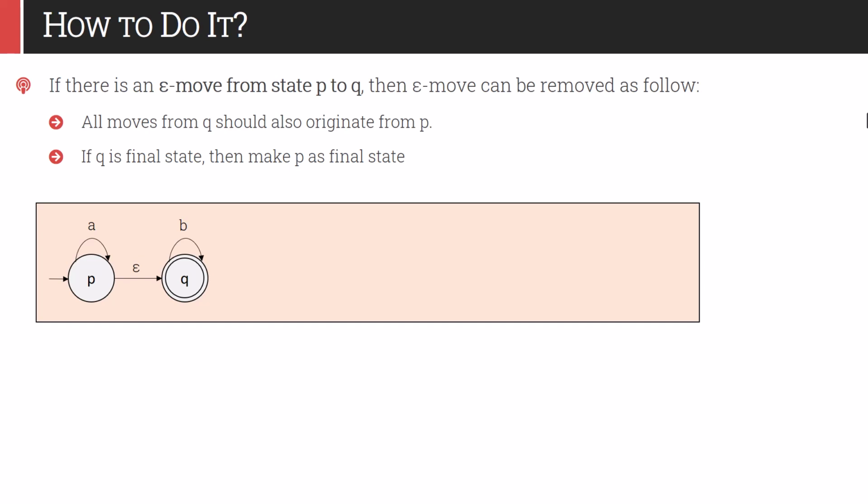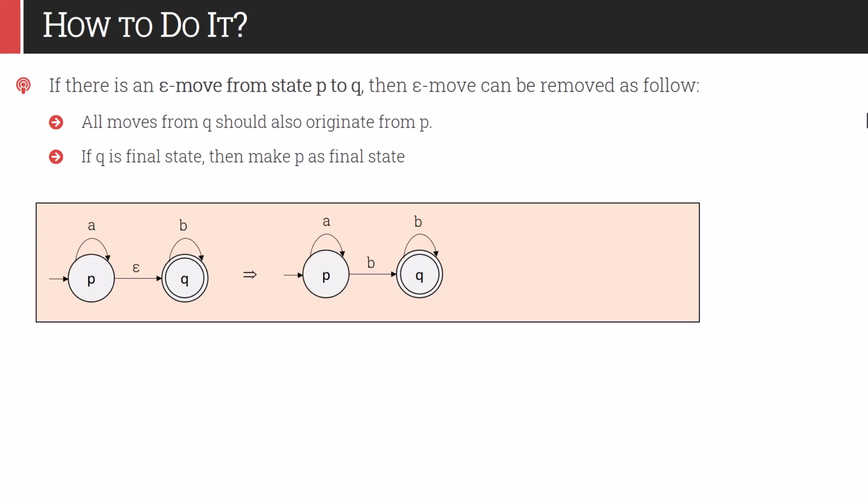The rule says that if we have an epsilon move from P to Q, then we have to replicate all the transitions of Q from P. So we have one transition on Q that is originating from Q and remaining on Q. So we have to create one transition from P which goes to Q, something like this, because the transition of Q is pointing to Q itself. So the transition from P should also point to Q and the input alphabet is B.